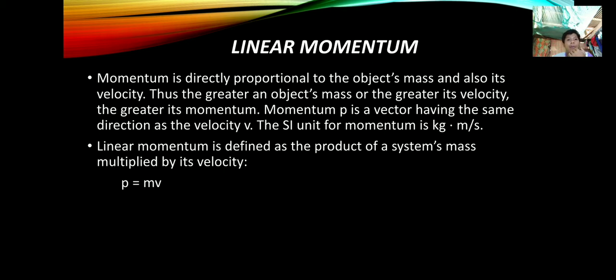In linear momentum, it is defined as the product of a system's mass multiplied by its velocity. Mathematically, the formula is small p is equal to mass times velocity, or m times small v.